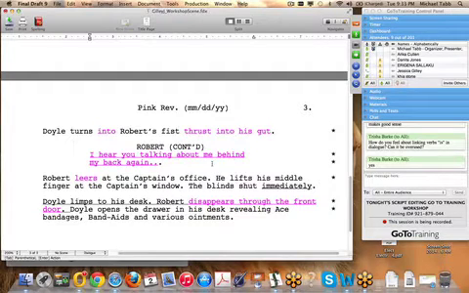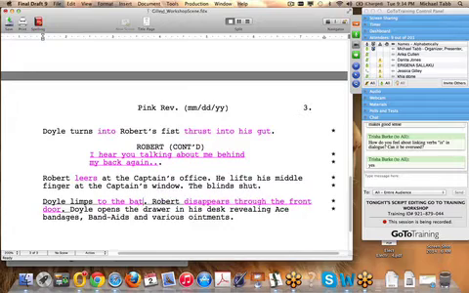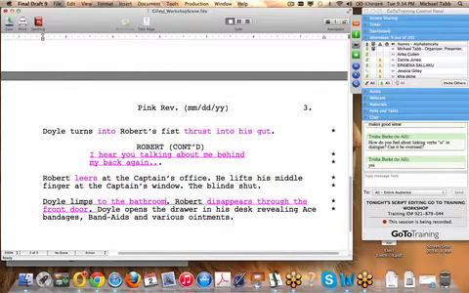Now, Robert leaves the captain's office. He lifts his middle finger at the captain's window. The blind's shut. You don't need the word immediately. I think we get it. Okay. Doyle limps. I don't think he goes to his desk, because he's going to need to gather himself. Okay.